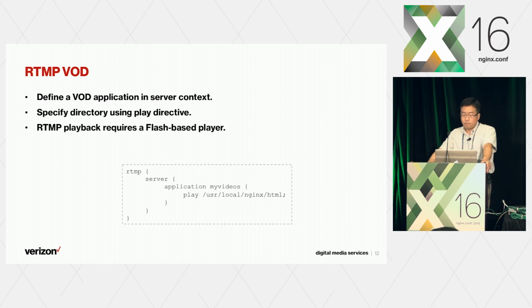If you want to offer RTMP VOD, you can define an rtmp block in the NGINX config file. That is a separate block outside the http block. You define rtmp, and you put server, and you define application, and you specify the location of the media file using the play directive.